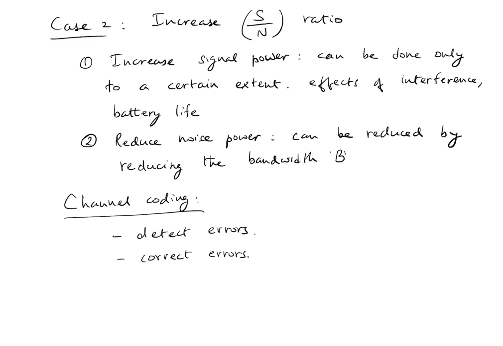Now, a particular channel coding scheme may be able to detect the errors, it may be able to correct the errors, or it may be able to do both tasks. It depends on the design of the channel coding scheme. There are techniques which can only detect errors, and there are techniques which can do both, detect as well as correct errors.